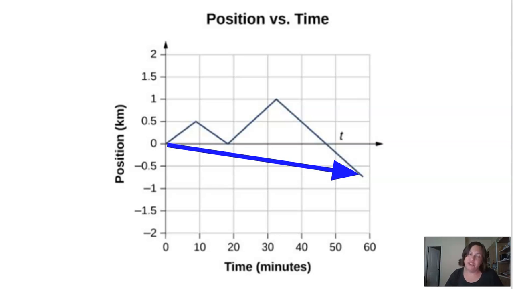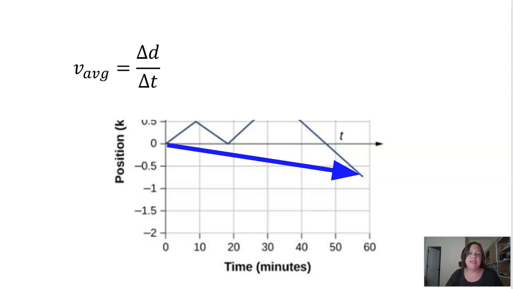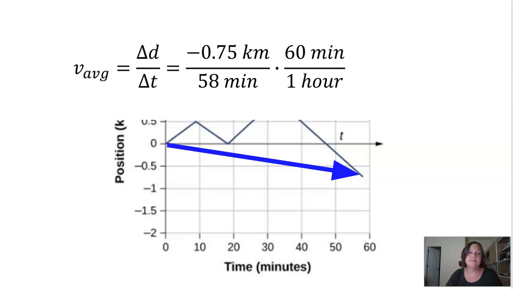Jill's total displacement from initial to final positions is -0.75 kilometers. It takes her a total of 58 minutes. And we're going to use the average velocity formula and plug in our -0.75 kilometers in 58 minutes. Do our conversion factor. And we will get that her average velocity over the entire trip, all 4 segments, was about -0.78 kilometers per hour.